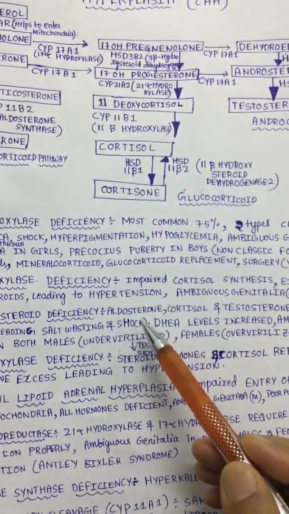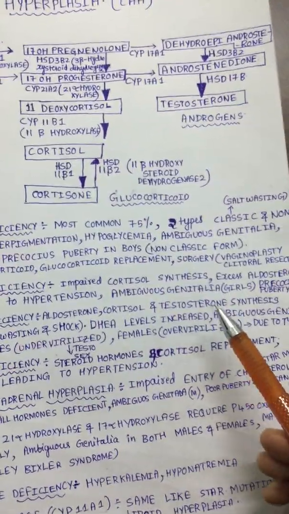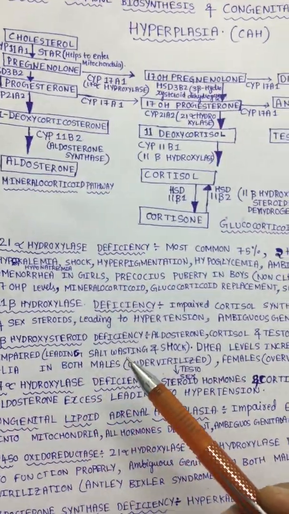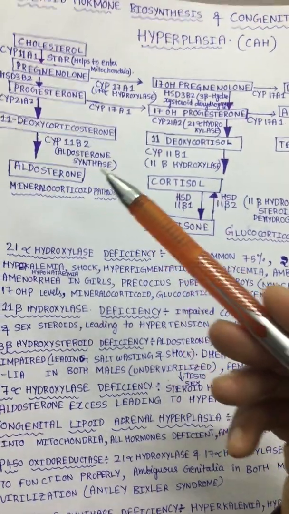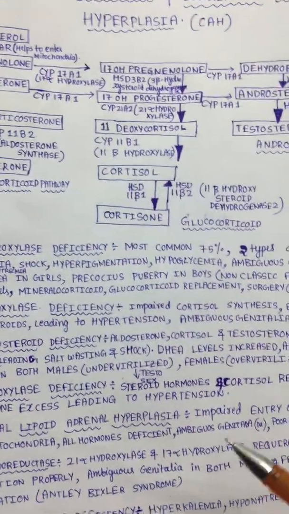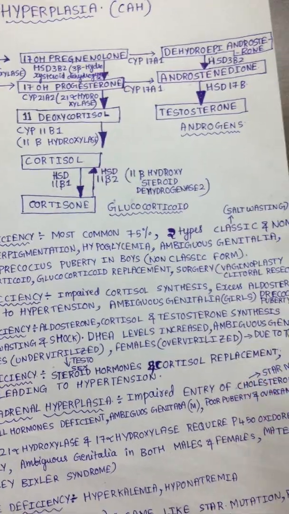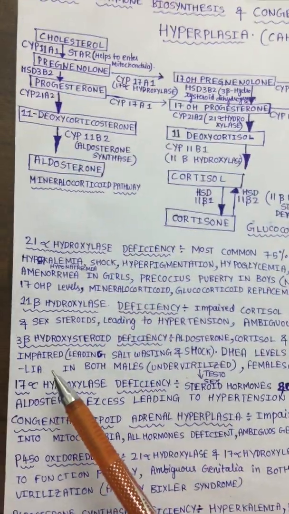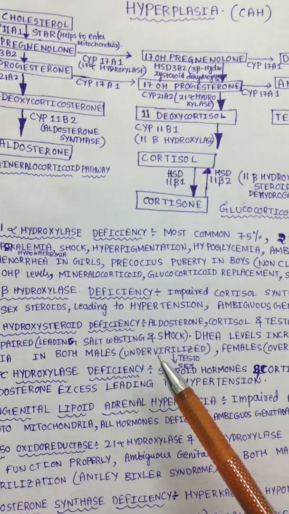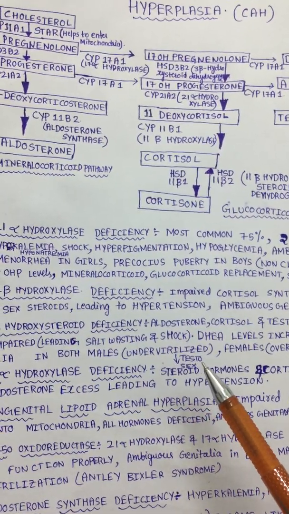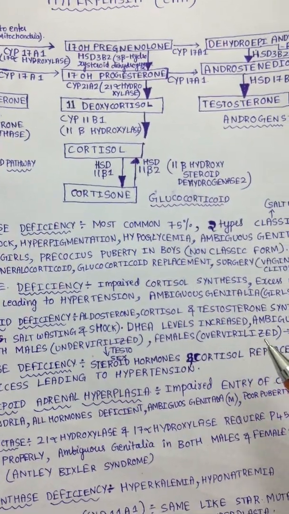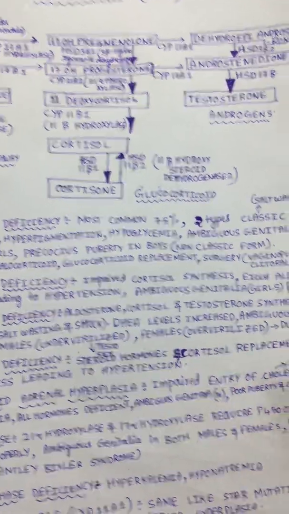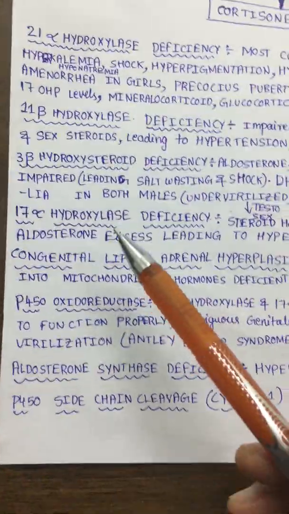So aldosterone, cortisol and testosterone synthesis, the three pathways, are deranged and impaired, leading to salt wasting and shock, because aldosterone is less. DHEA levels are increased, because of that there is ambiguous genitalia in both: males are undervirilized due to reduced testosterone, and females are overvirilized because of increased DHEA levels. So in both males and females there is ambiguous genitalia in 3 beta hydroxysteroid dehydrogenase deficiency.